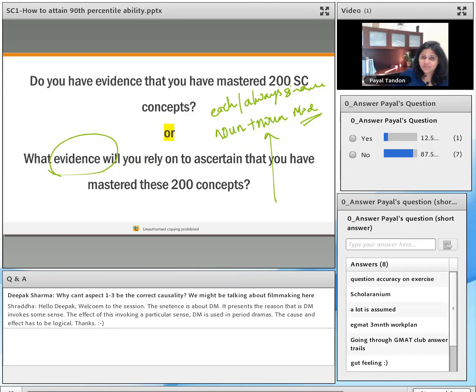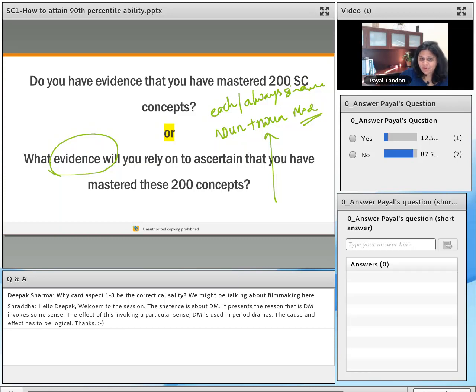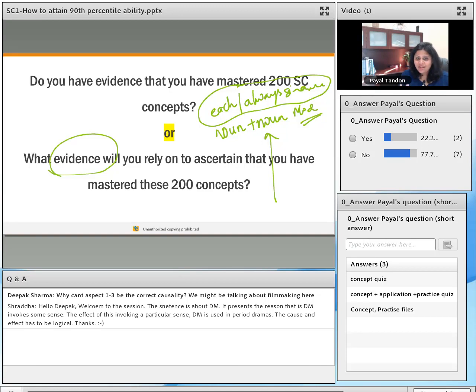Now, let me ask this question to the e-GMAT students. Tell me, the e-GMAT people who are using the e-GMAT course, where will you get this feedback that each is always singular, whether you've mastered that or not? Which file is going to give you that? This file is in your subject verb course, it's a subject verb module. The concept quiz, absolutely. The concept quiz in the always singular subject verb file is going to give you the feedback that yes, you have mastered it, or no, you have not mastered it, which means you need to go back to the concept file.